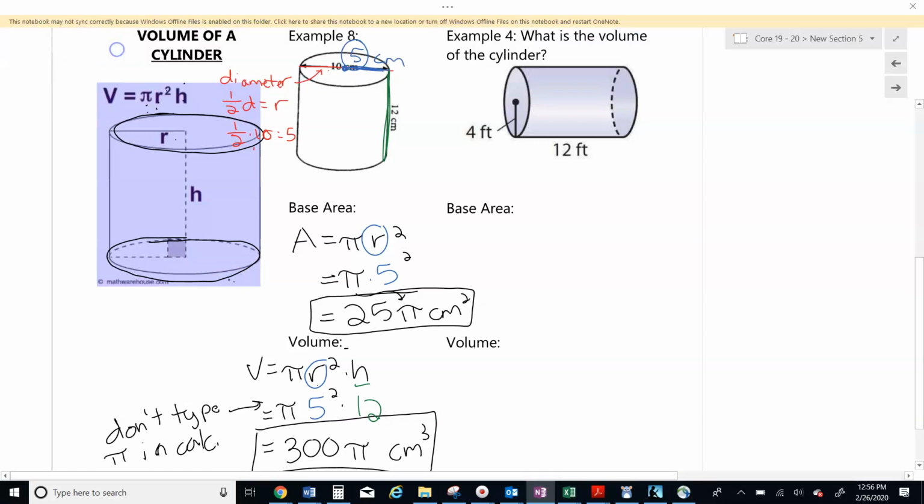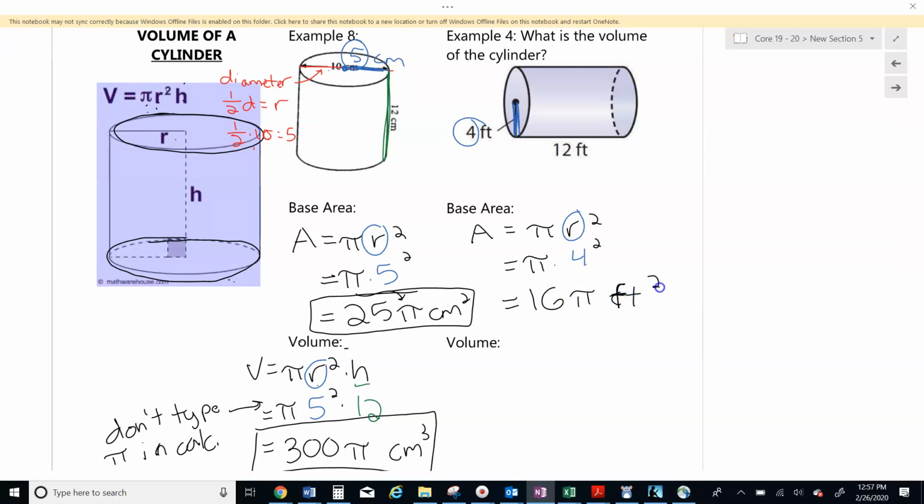All right, our next problem, base area. Area equals pi times r squared. Area equals pi times our r is half this, right? This is half of the circle already, so I don't have to do anything to that 4, right? That just is our radius squared. I'm gonna stop typing in the calculator. This is just 16 pi, right? Just the 4 squared, and that is feet squared.